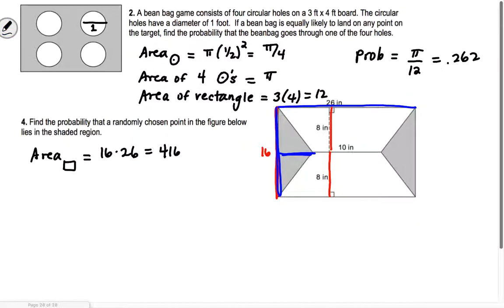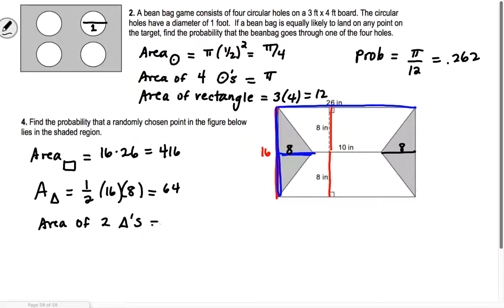We had 26, and we take out the 10, so we're left with 16 units. Then we divide it by 2. It is symmetric. Maybe I should have done some little tick marks or something to say those are the same. So we have 8 and 8. So the area of a single triangle is 1/2 base, which was 16, times height, which is 8. So we get 64. So the area of 2 triangles is what? 128, double it.